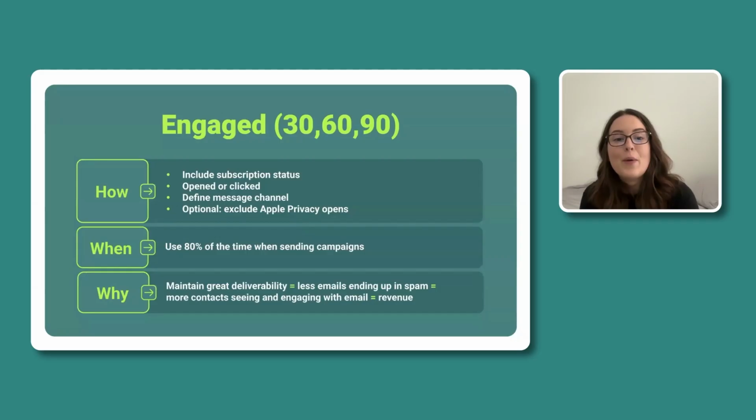So as mentioned, why are we going to use this engaged segment? It comes down to maintaining great deliverability. Fewer emails end up in spam, more contacts are seeing and engaging with your emails, and that means more revenue for you.